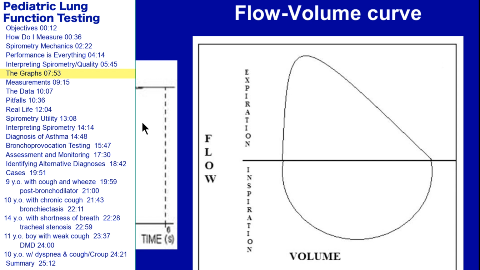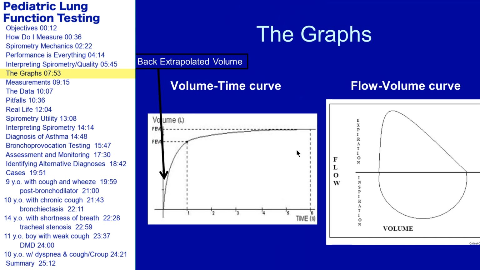And then if you ask for it, and you have to ask specifically if you want to be able to interpret an inspiratory limb, then the inspiration comes below the line here. And here's some labels to show you.